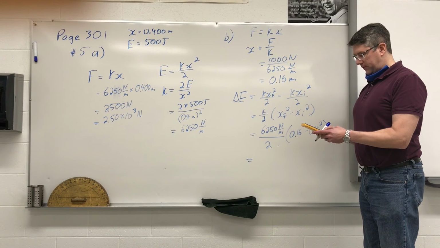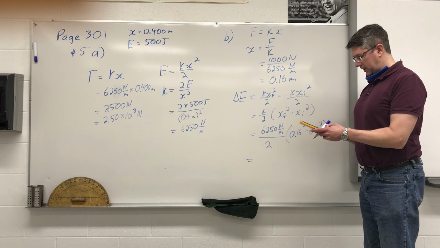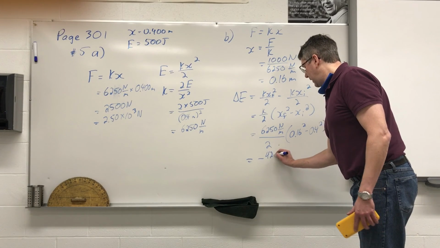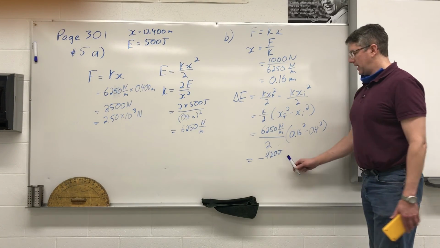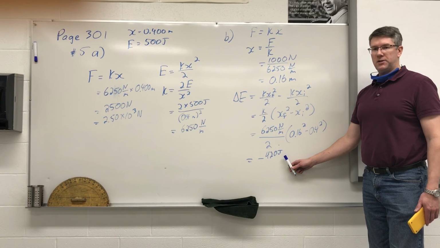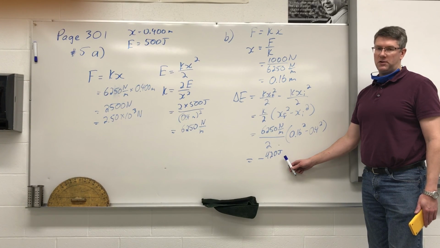So 6,250 divided by 2 times brackets 0.16 squared minus 0.4 squared equals negative 420 joules. So again, the system is losing 420 joules because it's being released. The spring is not being stretched as much as it was previously.